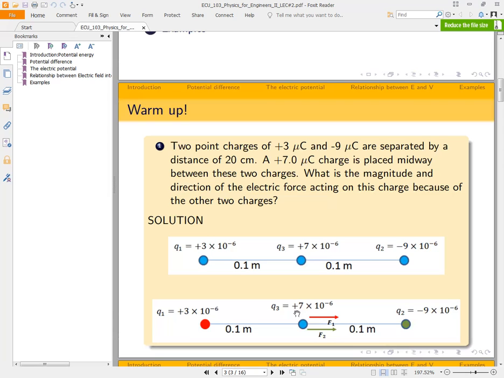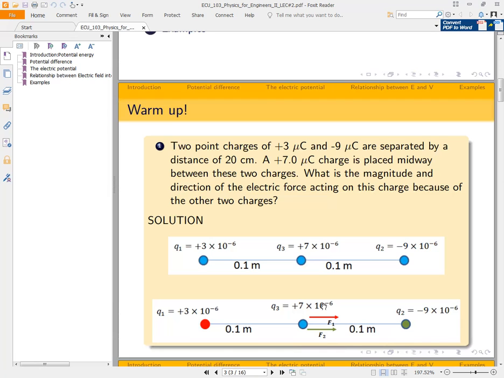Then you come to Q3 and Q2. Q3 is positive and Q2 is negative. You expect that Q3 will be attracted to Q2. So I've used a green color to show the direction of Q3 as a result of the charge Q2.